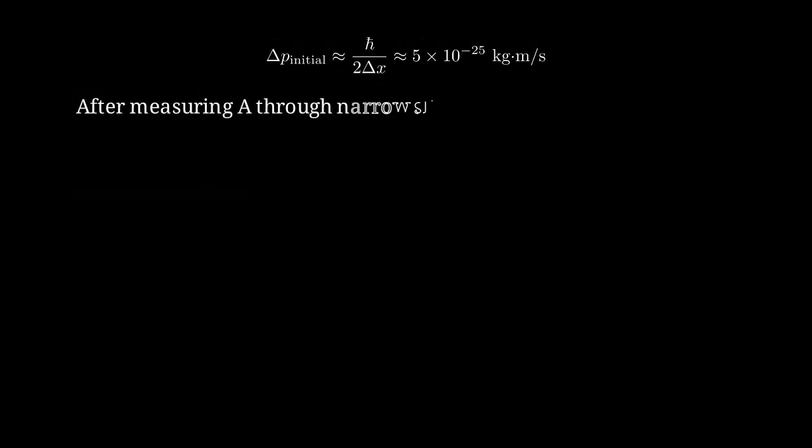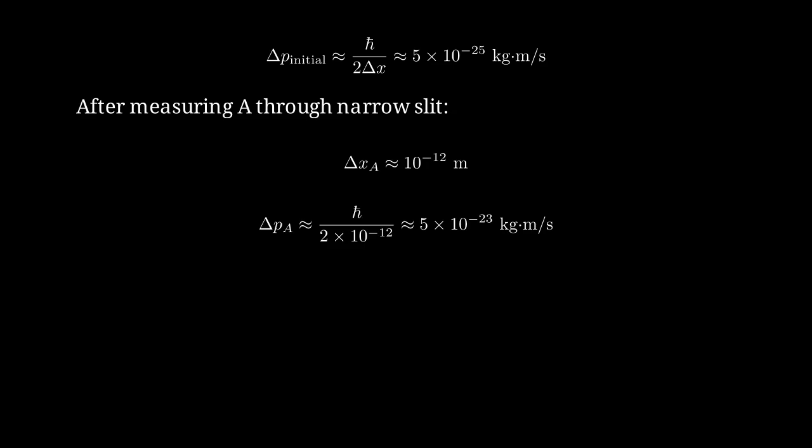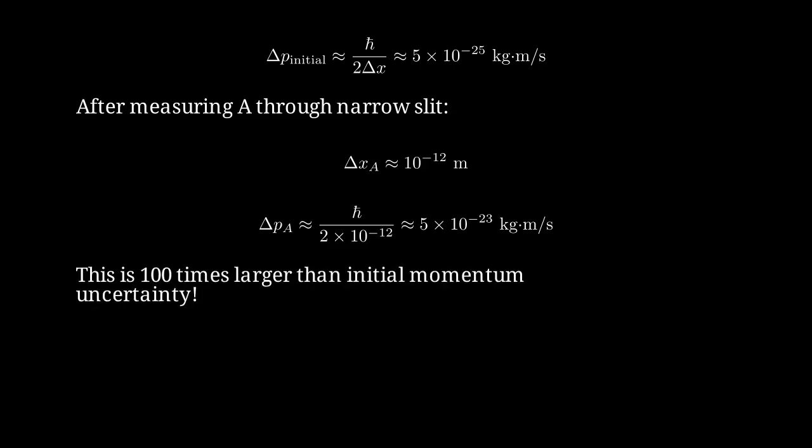Now we measure particle A by passing it through a narrow slit. The slit constrains particle A's position to about 10 to the negative 12 meters. By the uncertainty principle, A's momentum uncertainty increases to about 5 times 10 to the negative 23 kilograms meters per second. Notice this is about 100 times larger than the initial momentum uncertainty.